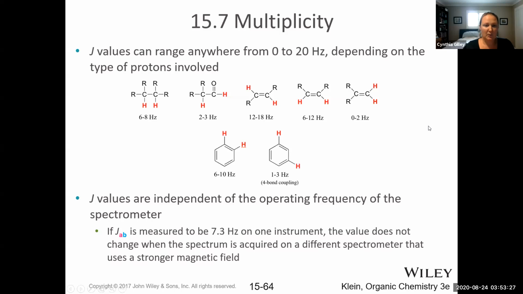One thing to note is that coupling constants are the same regardless of the operating frequency of the spectrometer, because they're in hertz and are a difference between two peaks. No matter if you're using a 60 megahertz or a 500 megahertz instrument, when you measure the coupling constant, it will be the same number, which is helpful.